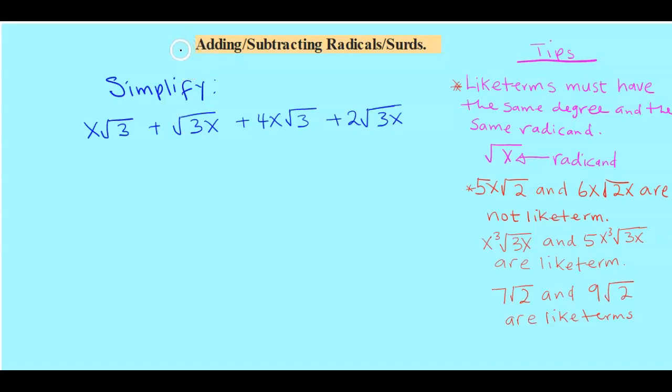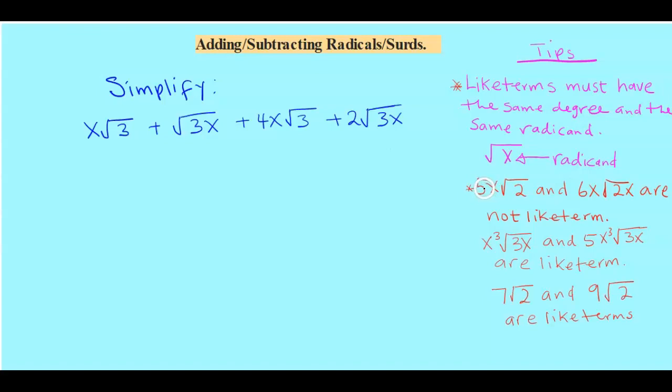So guys, today we are going to learn how to add and subtract radicals. Also, we need to know some information as we are dealing with these radicals. We are going to combine like terms, but you have to know that like terms must have the same degree coefficient and the same radical. So anything that's under the radical is called a radicand.